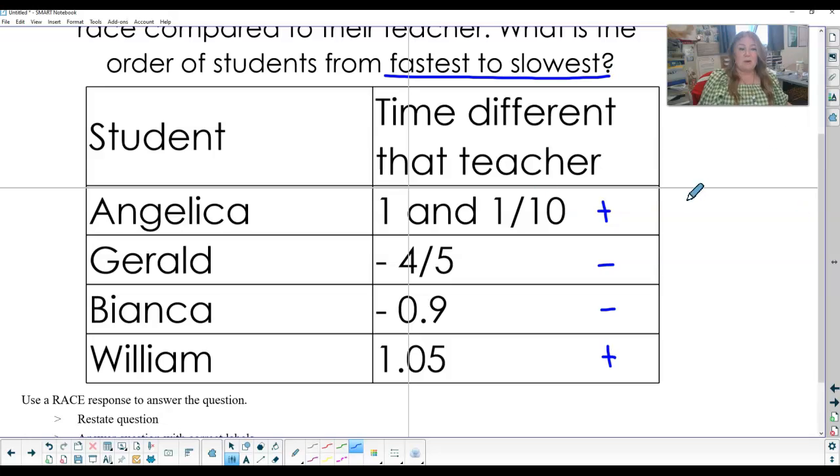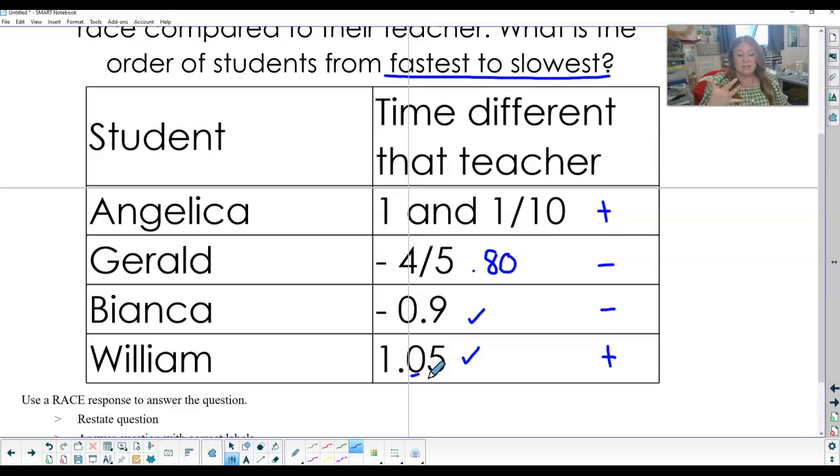So we need to figure out who was faster than the teacher, who was slower than the teacher, and what order they went in. So I'm going to change them all to decimals. So this one's good, this one's good. So I know every time I hear fifths, I'm thinking 20. Every time I have a fifth, it's a 20. So I have 4 of those, 20, 40, 60, 80. So this is worth 8/10 or 80.